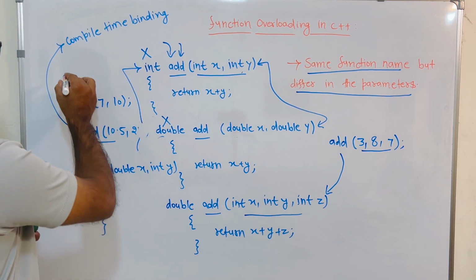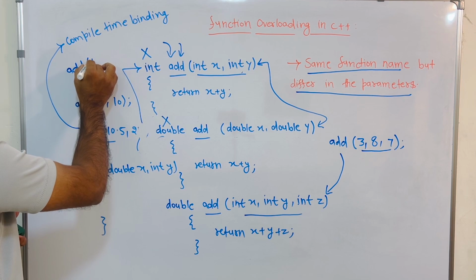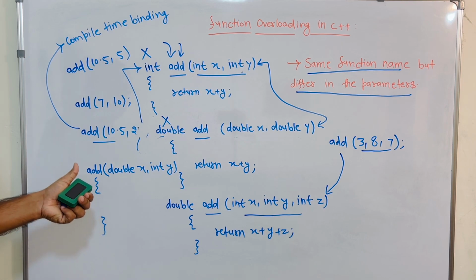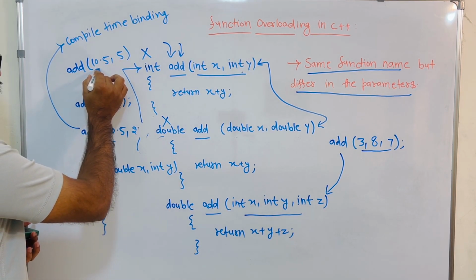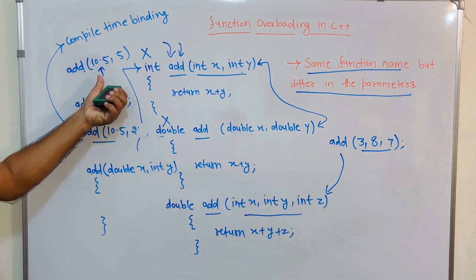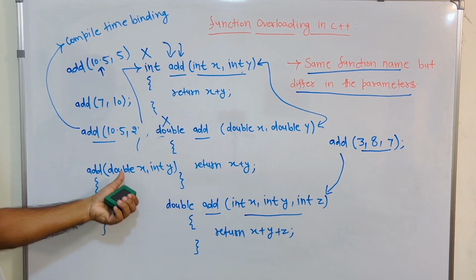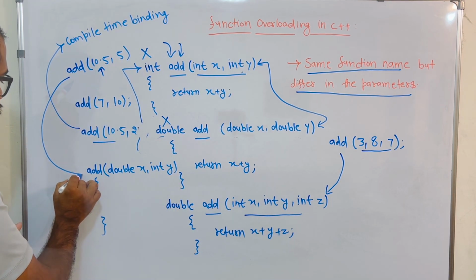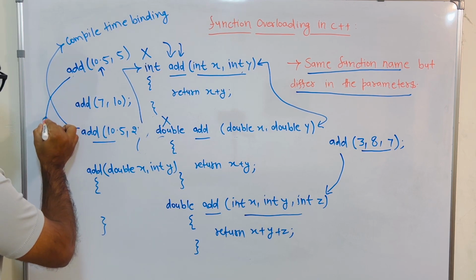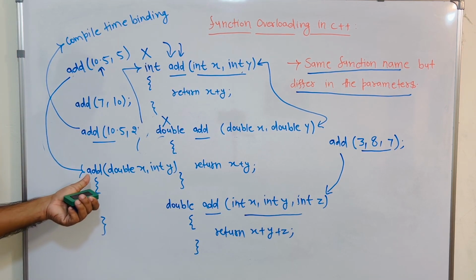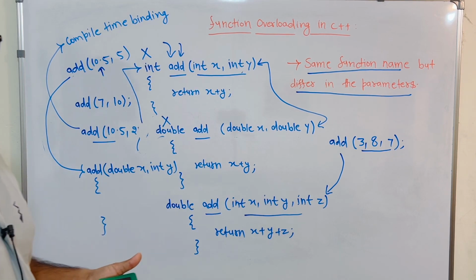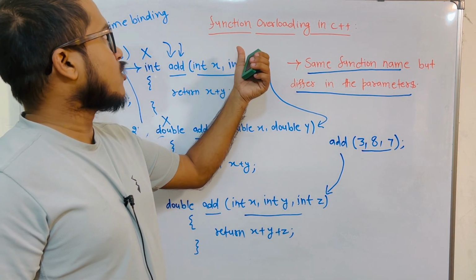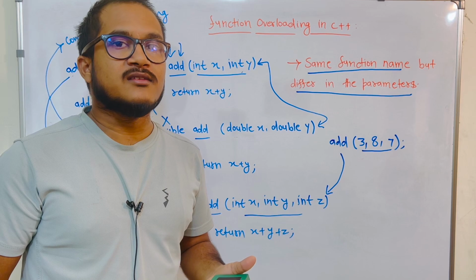When I call, let's say, add 10.5 comma 5, what will happen? The compiler will check whether there is any function which accepts a first argument as double and a second argument as integer. Yes, there is one function. So at compile time, the compiler will be able to decide that it needs to call this particular function at runtime. This is called compile time binding, or function overloading in C++.